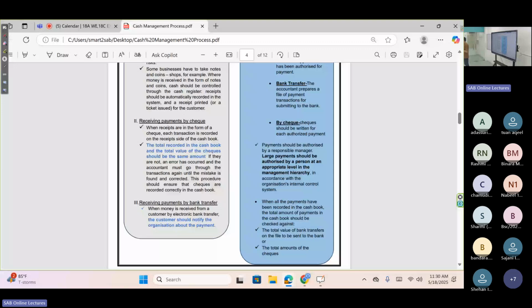Okay, at least more than 3 months unidentified balances should be cleared by them. They have to clear 3 months unidentified balances.